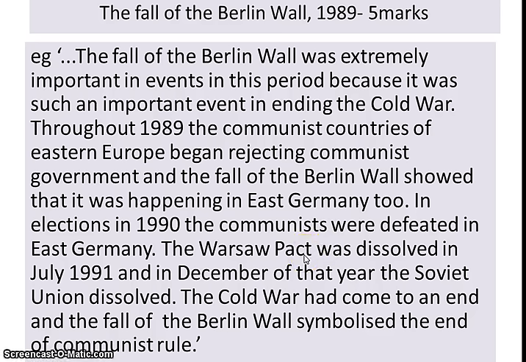Then go on to say the Warsaw Pact was dissolved in July 1991, and in December of that year the Soviet Union dissolved. So I make the link that the Cold War was coming to an end bit by bit, but that the Berlin Wall was the focus point, the symbolic end product of this ending of communist rule by the Soviet Union. Good luck.